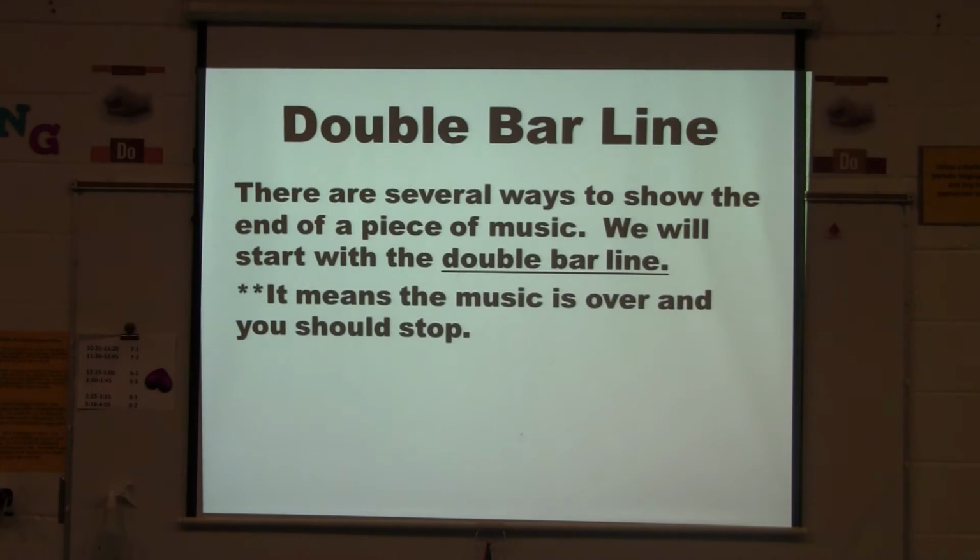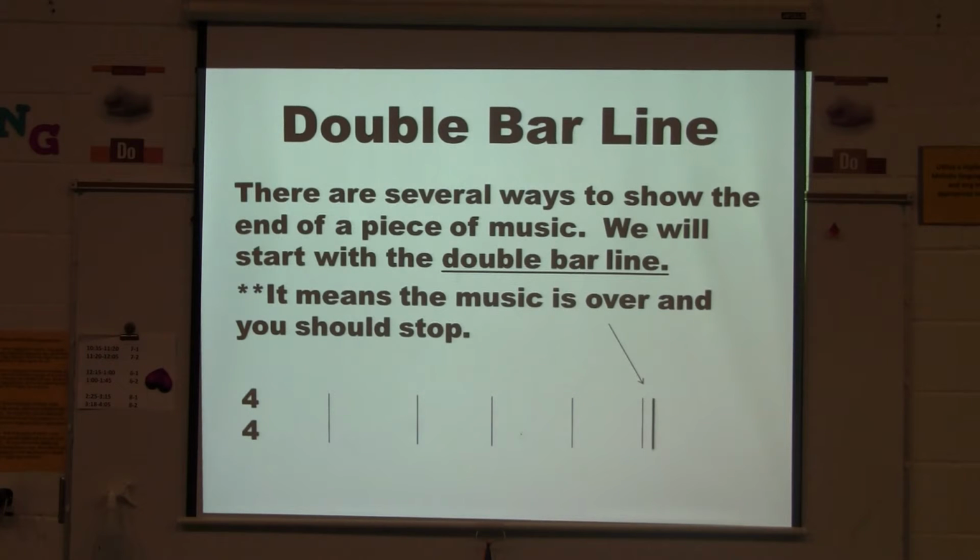Okay, double bar line. There are several ways to show the end of a piece of music. We're going to start with the double bar line, the one that tells you that the music is over and you should stop. There's actually a couple different double bar lines, but this is the one that tells us it's the end. Notice that it has a thin line and then a thicker line. That's the double bar line that tells the musician you can stop now.